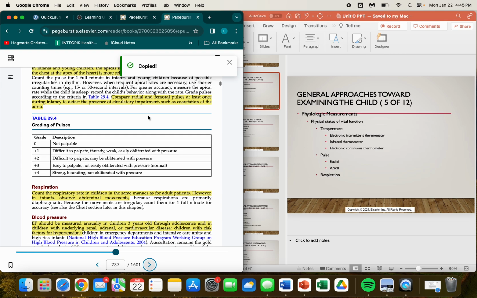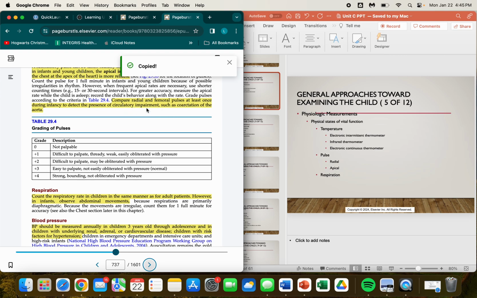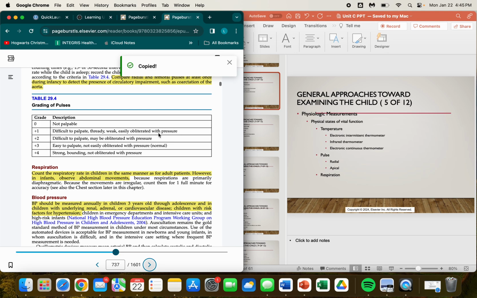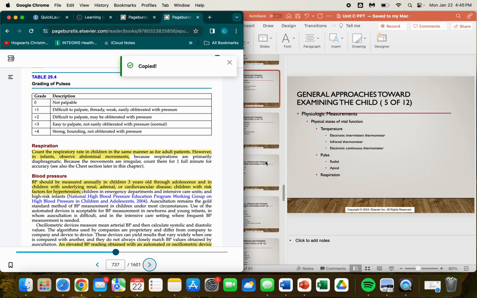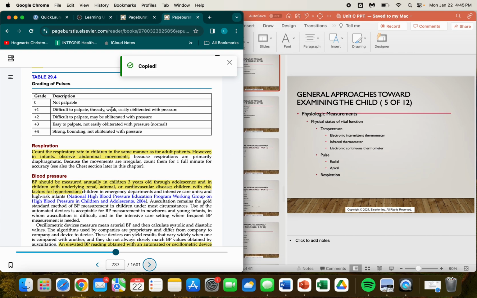That would probably be something more within a physician's scope. Not that the nurse couldn't do it, and definitely if the nurse noted any issues with it, but usually that's done very thoroughly on a pediatrician's exam of a newborn. And the pulse gradings are the same. So obviously 0 is not palpable, up to 4, which is bounding.